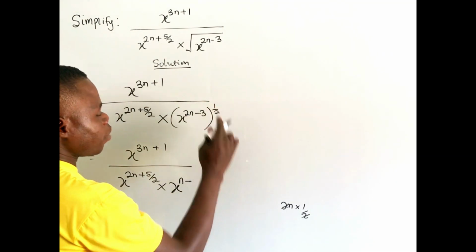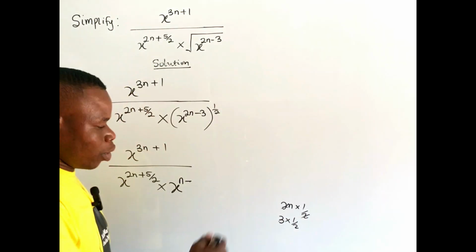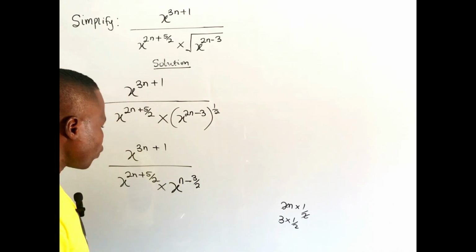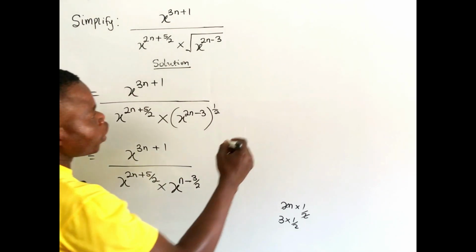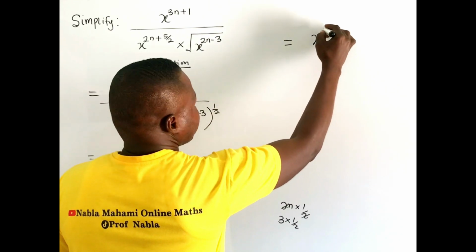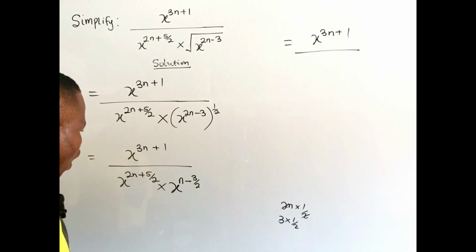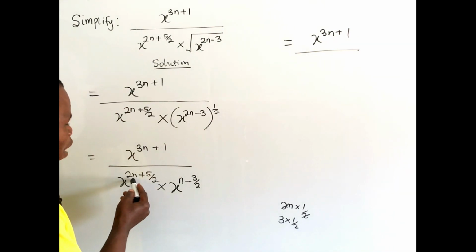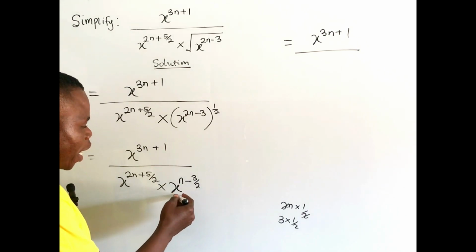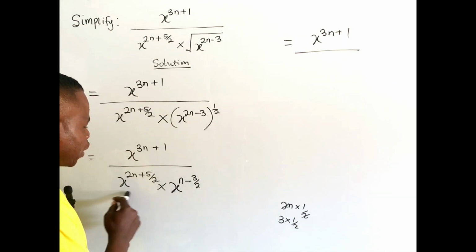Minus 3 times half. And 3 times half will be 3 times 1 over 2. 3 times 1 is 3 over 2. And here I'll have 3 over 2. Now, we can continue this by saying that x exponent 3n plus 1 all over x to the power 2n plus 5 over 2 times x exponent n minus 3 over 2.